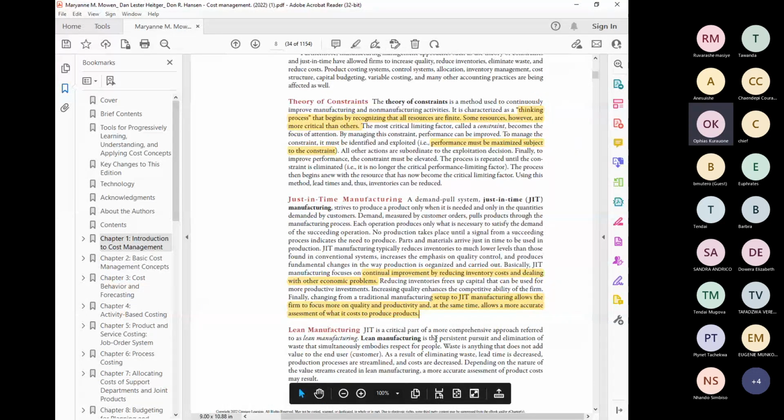Lean manufacturing is very important. We are trying to eliminate the waste. It's a critical part of a more comprehensive approach referred to as lean manufacturing. Lean manufacturing is the persistent pursuit and elimination of waste that simultaneously embodies respect for people, because we should remove something which does not add value to the end users or the customers.